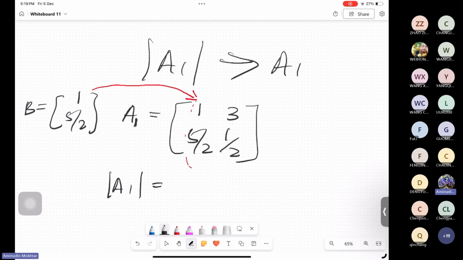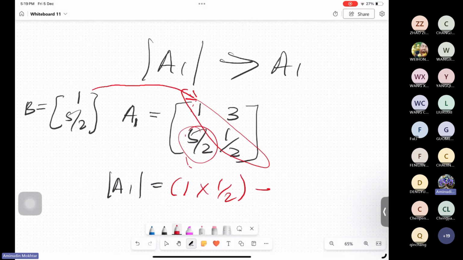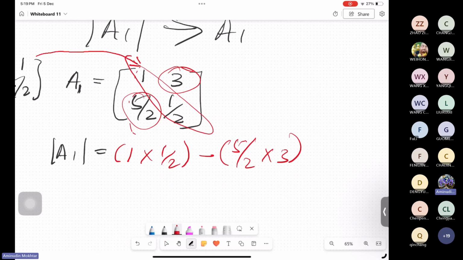Again, what is the determinant of A1? The main diagonal of A1: we calculate the product 1 times 1/2, minus the product of the other two numbers, 5/2 times 3. So the answer is equal to -7. The answer is equal to -7.